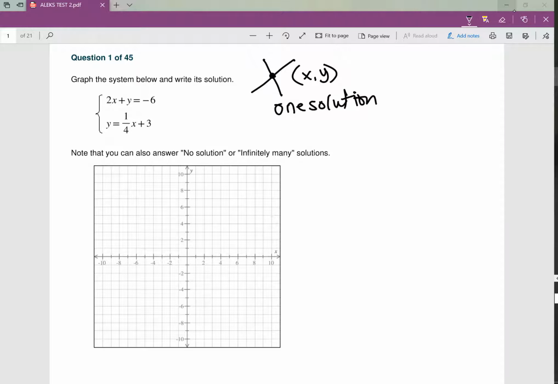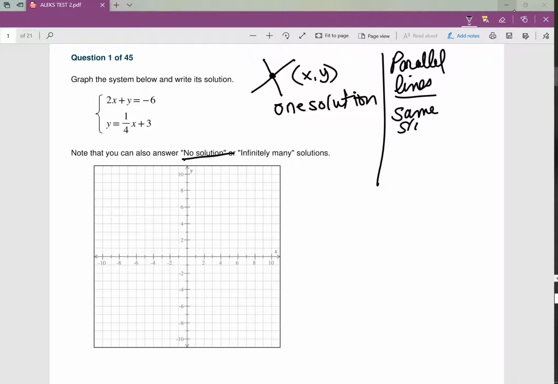The other system, the no solution that they refer to here, you're looking at parallel lines. Okay, so in this case you're looking for the same slope, and that should be the indicator, and that would be a no solution to this because the lines would never meet.